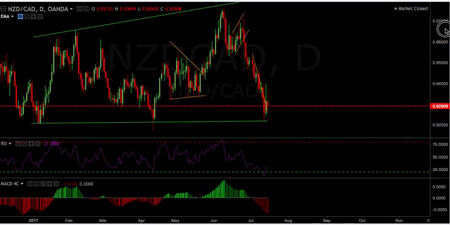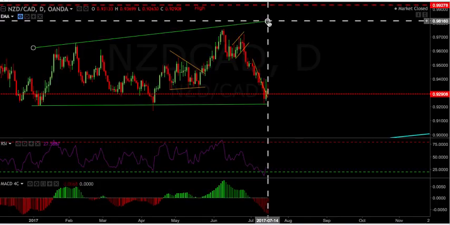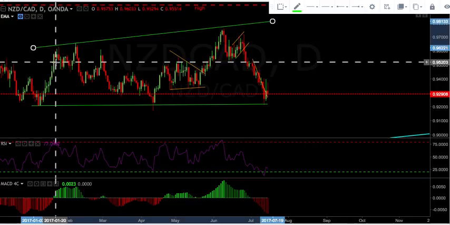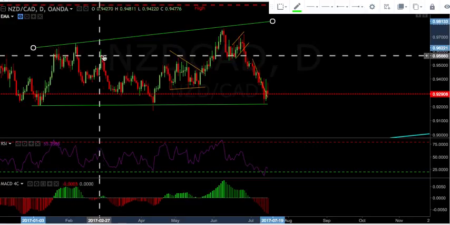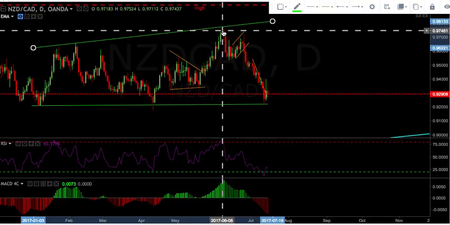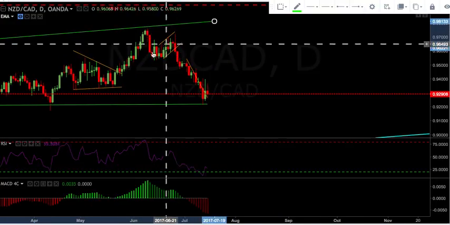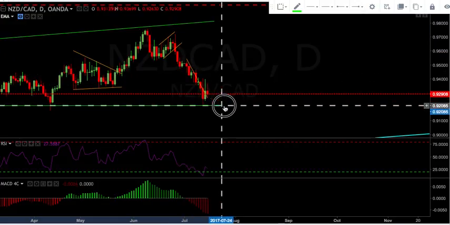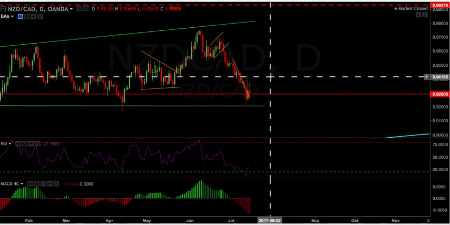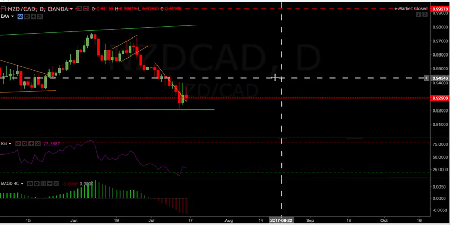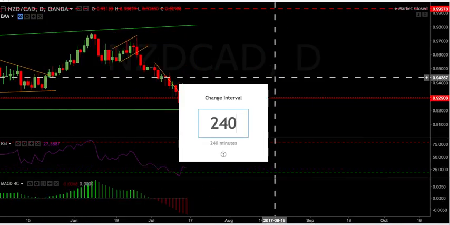Okay, New Zealand CAD. New Zealand CAD's kind of a squirrely formation here. It almost looks similar to the yen, where we had that double peak. It also gave us another test here, and now we're getting a third test, followed by a nice continuation pattern, then a nice bearish impulse after. Price is now at a reversal point. So when price is at a reversal point, we look for reversals. So let's go to our 4 hour.